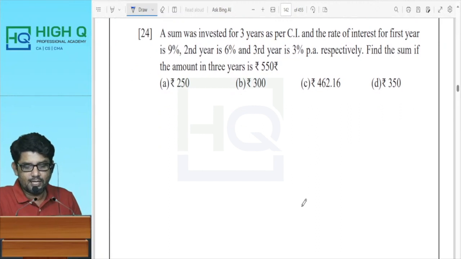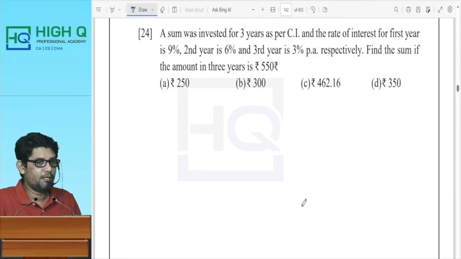A sum was invested for 3 years as per compound interest, and the rate of interest for the first year is 9%, second year 6%, third year 3% per annum respectively. Find the sum if the amount in 3 years is 550 rupees. Can you please check this out on your own, my dear? The best method is the trial and error method.